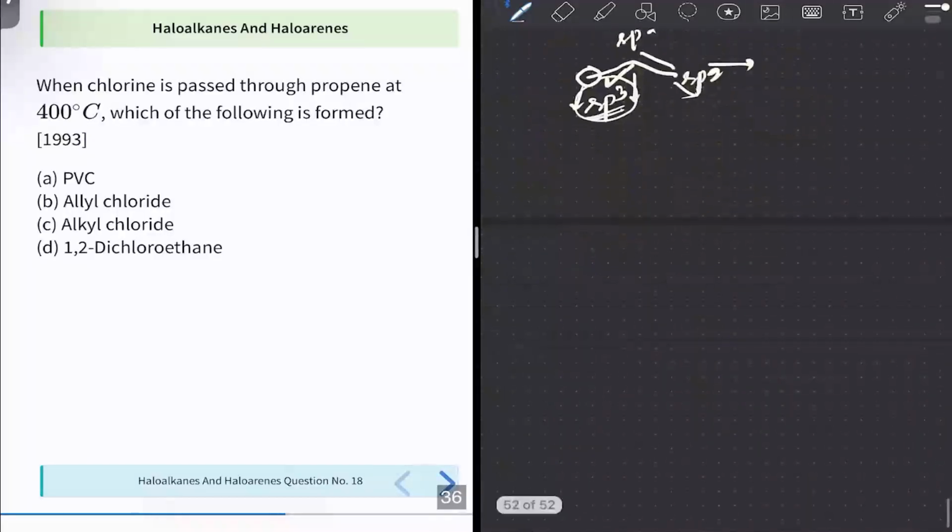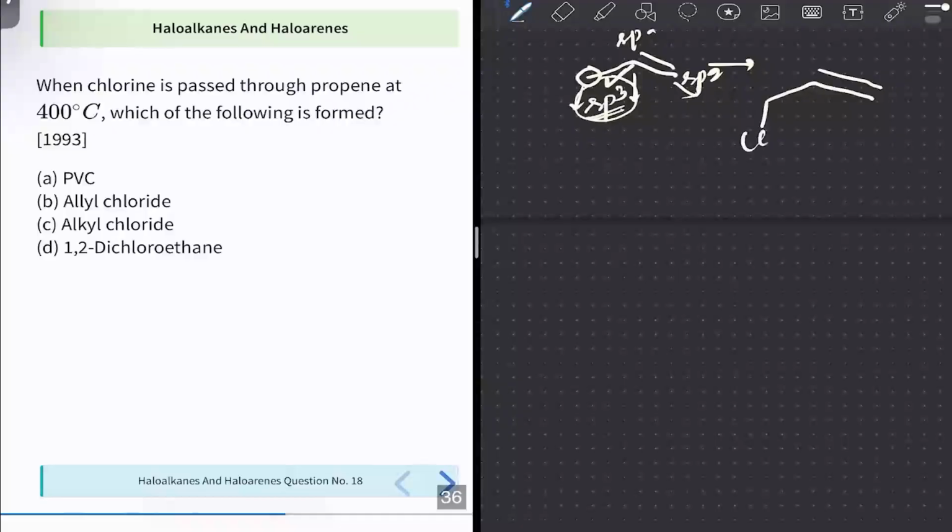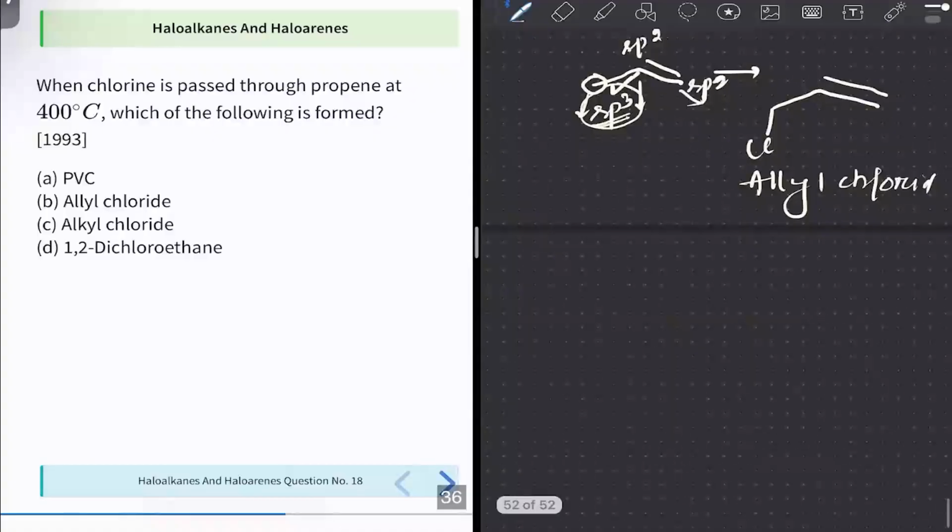So what will be the product? Okay, this is the product, and this is called allyl chloride because this carbon atom is adjacent to the double bond. So option B is correct.